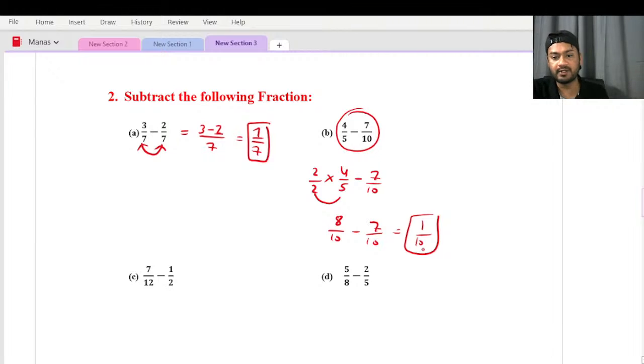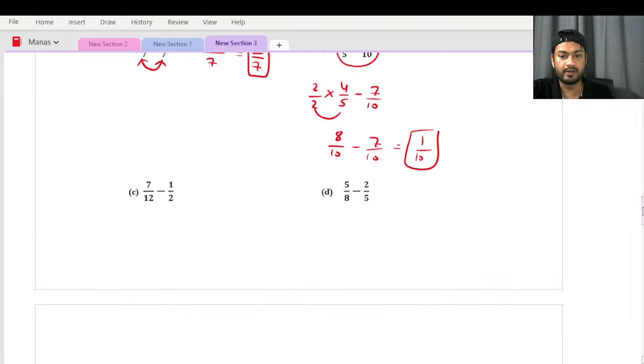So it is very simple. You just need to go through the logic here. You need to make the denominator the same.